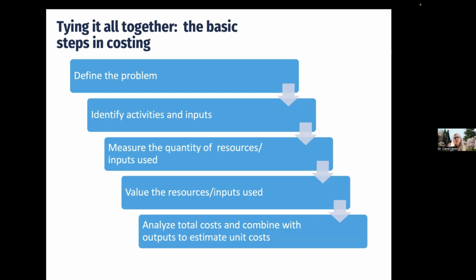All right, so tying it all together, these are the basic steps in costing, right? You want to define the problem. You want to identify the activities and inputs, and you want to measure the quantity of resources and inputs used, and you want to value the resources and inputs used. You want to analyze total costs and combine those with outputs to estimate unit costs.